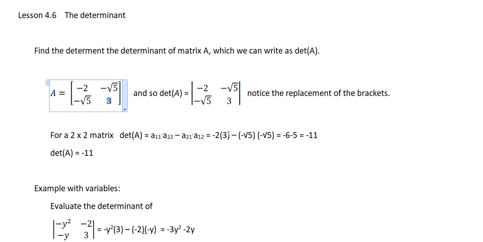That's minus 2 times 3 minus the square root of 5 times minus the square root of 5, which is just 5, minus 6 minus 5, and it'll be minus 11. So the determinant of this is minus 11.